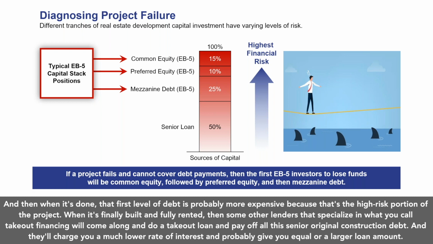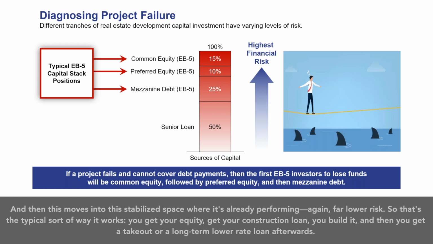When it's finally built and fully rented, then some other lenders that specialize in what you call takeout financing will come along and do a takeout loan and pay off all this senior original construction debt, and they'll charge you a much lower rate of interest and probably give you an equal or larger loan amount. And that's once it moves into this stabilized phase where it's already performing. Again, far lower risk. So that's the typical way it works: you get your equity, you get your construction loan, you build it, and then you get a takeout or a long-term lower rate loan afterwards.